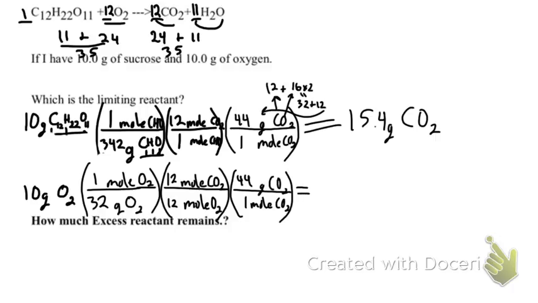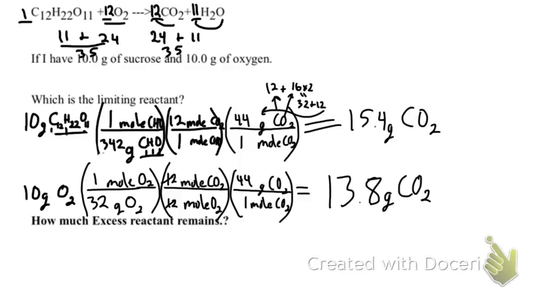And so now all we need to do is take 10 times 12 times 44 divided by 32 divided by 12. But if I'm multiplying by 12 and dividing by 12, they'll just cancel out. 10 times 44 is 440, so I really just need 440 divided by 32. When I do that math, I get 13.8 grams of CO2.